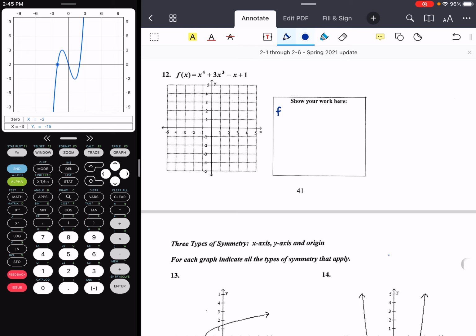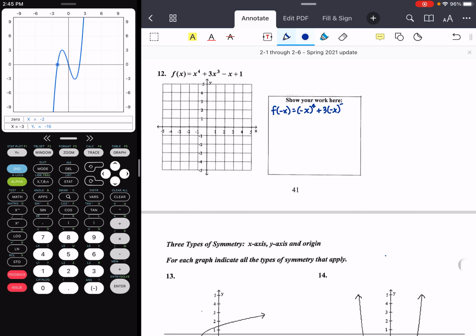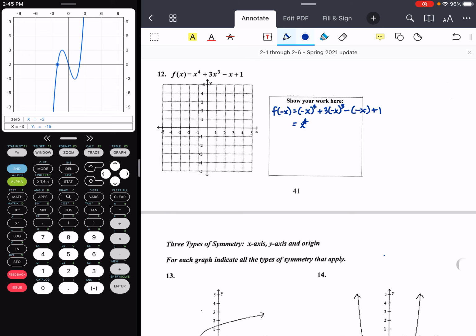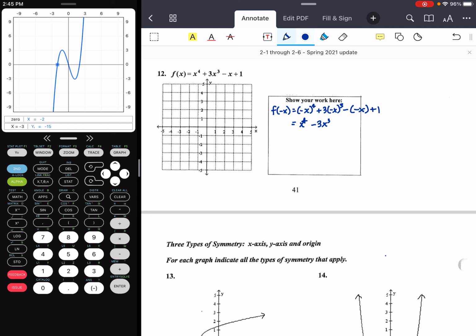First I'm going to evaluate f of negative x, and this would be negative x to the 4th power plus 3 times negative x to the 3rd power minus negative x plus 1. And I'll start simplifying this. Negative x in parentheses to the 4th power will be positive x to the 4th. Negative x in parentheses to the 3rd power, an odd power, would stay negative, so this would be minus 3x cubed. Minus negative x would be plus x. And then I carried on my plus 1.